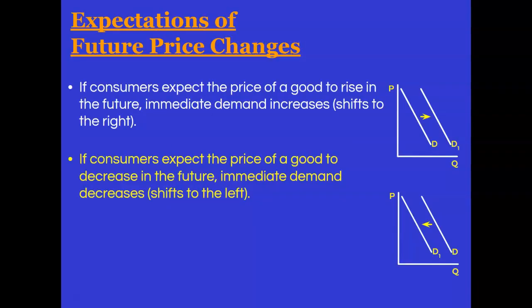Expectations of future price changes. If consumers expect the price of a good to rise in the future, so let's say they hear that there is going to be a shortage of cars next year, then the demand for cars this year might go up. So that is an example of a demand curve shifting to the right. If consumers expect the price of a good to decrease in the future, immediate demand decreases or shifts to the left. So if we've heard some news that perhaps there is a new supply of toilet paper coming to our stores next month, and supposing we have enough to make it till next month, then we're going to wait till next month to buy it, and the immediate demand will shift to the left.